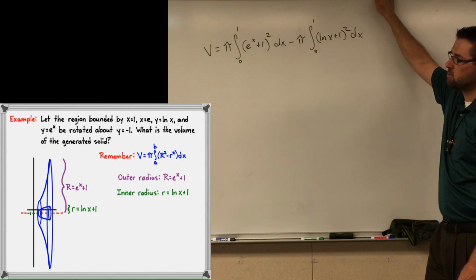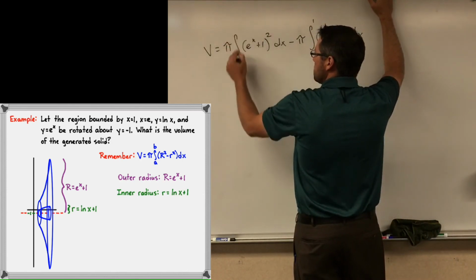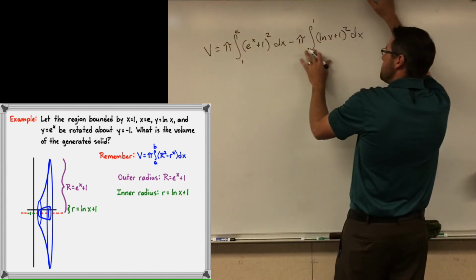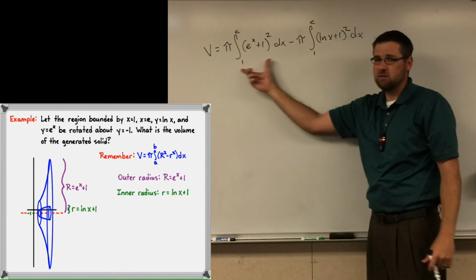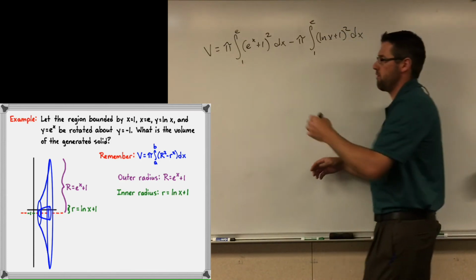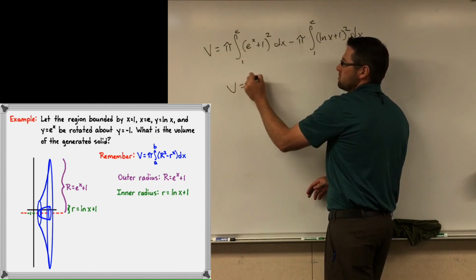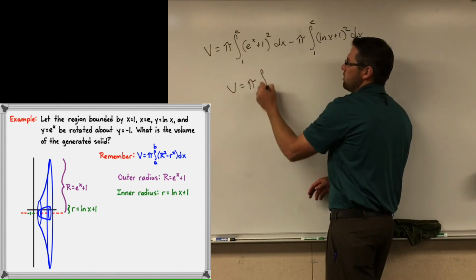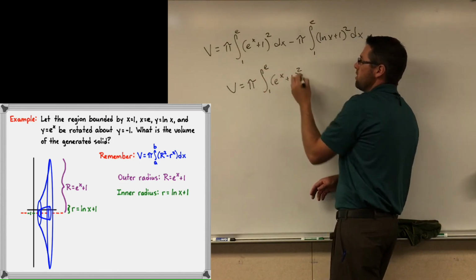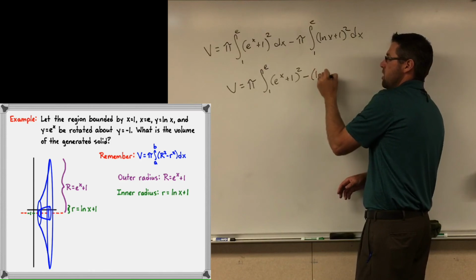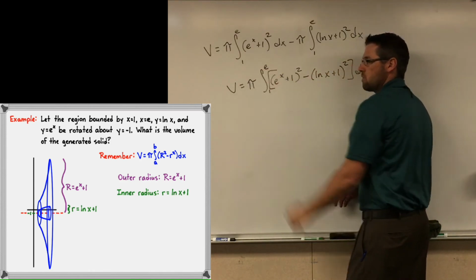Who said 0 to 1? 1 to e. Somebody told me 0 to 1. All right. But how can I simplify this so it's one nice clean integral? Factor out the pi. Since the limits are the same, we can put it together. So it would be the integral of e to the x plus 1 squared minus natural log of x plus 1 squared dx.